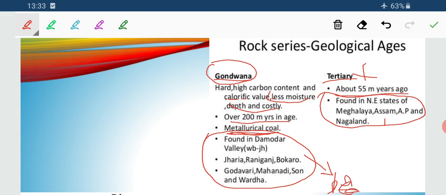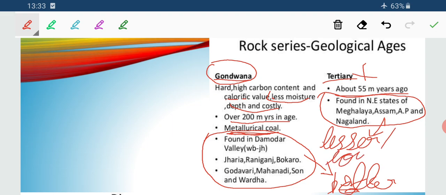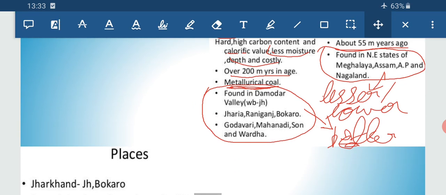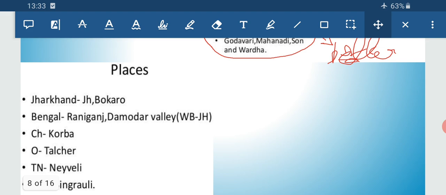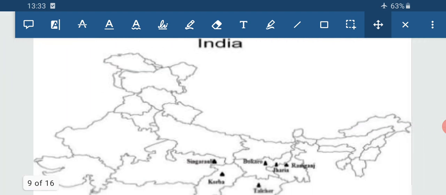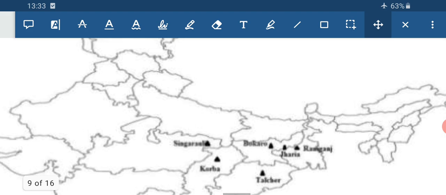Why? Because they are harder and over there they are comparatively softer. So soft coal will not give a good quantum of energy when we are going to extract it because of its low calorific value. Now the places, as I said, are the same. Now let us proceed to the map. You can find it, it's already there in your NCERT too.